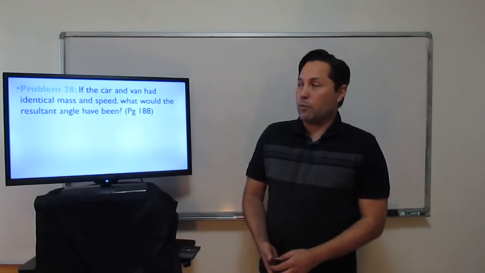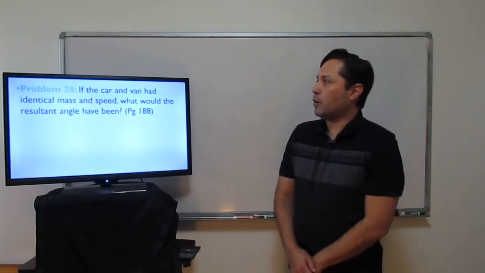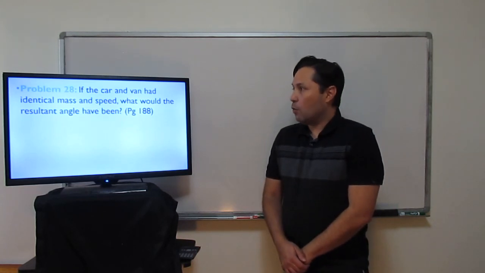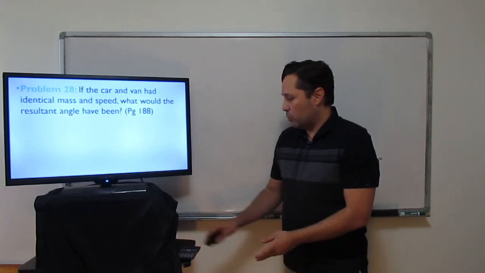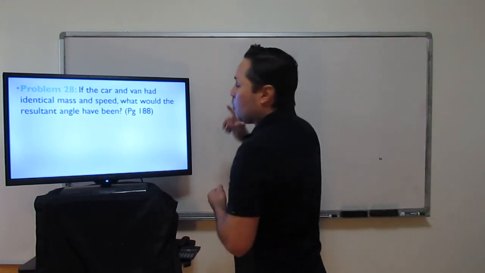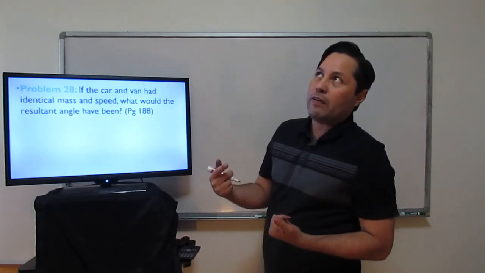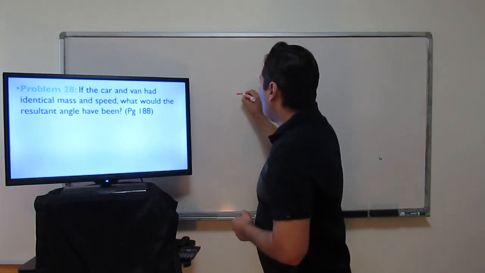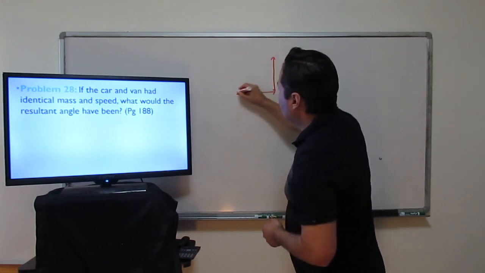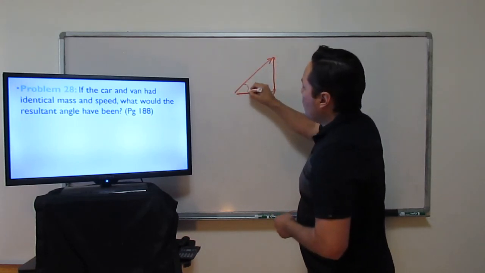In problem 28, we're asked a follow-up question. If the car and the van had identical masses and identical speed, what would be the resultant angle between them? Well, let's look at their vectors again. If they have identical mass and speed, both vehicles would have identical momentum as well. So it'll be one arrow right here and another arrow of the same length right there. So they ask you what angle this would be?